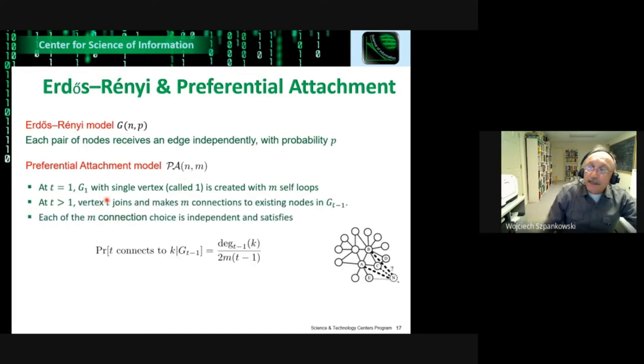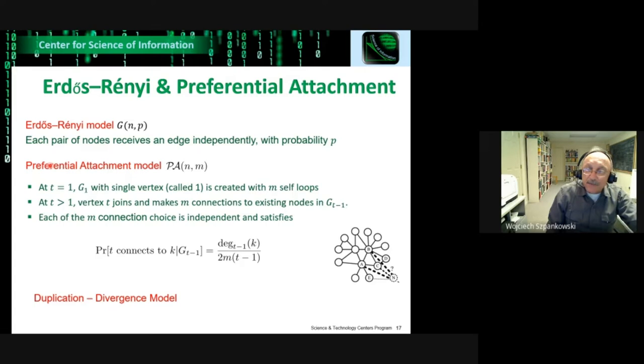And here is how it starts. I start with one node. At time t, a new node arrives, and there is a parameter m. I fix it, but it can be random. The new node connects to m nodes, but the probability of connection depends on the degree of the existing nodes. So it prefers nodes with higher degree.